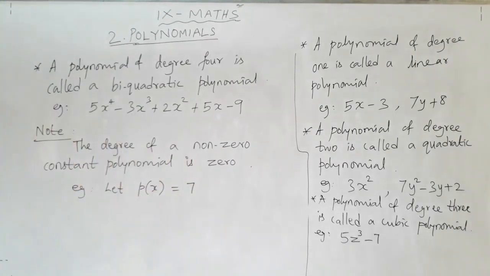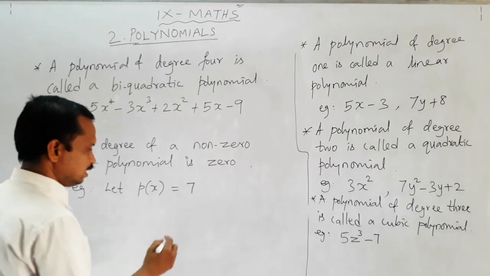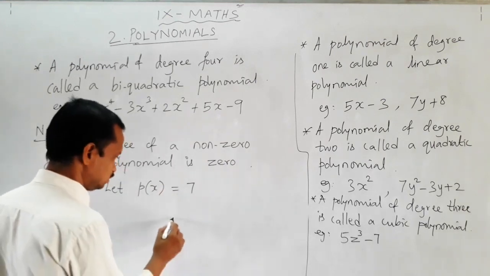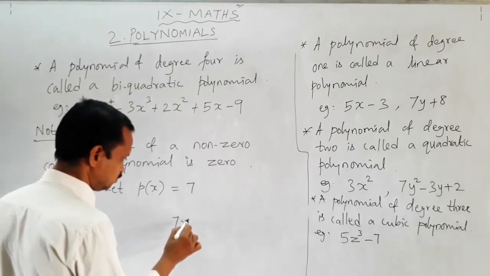Can you say? This is one point. This is the explanation I am giving. 7 you can write as 7x power 0.